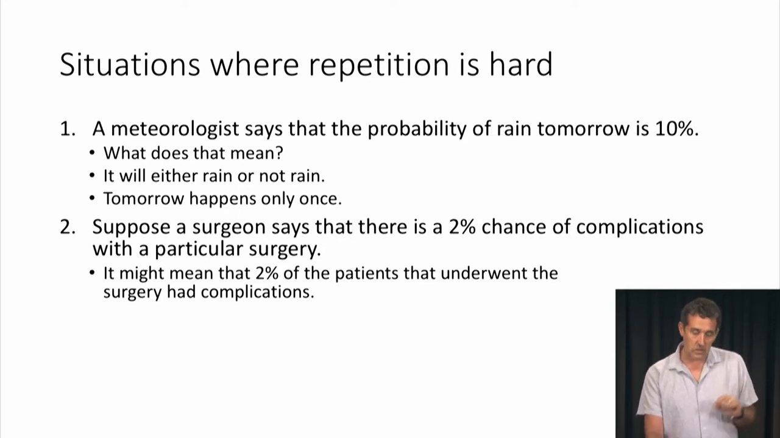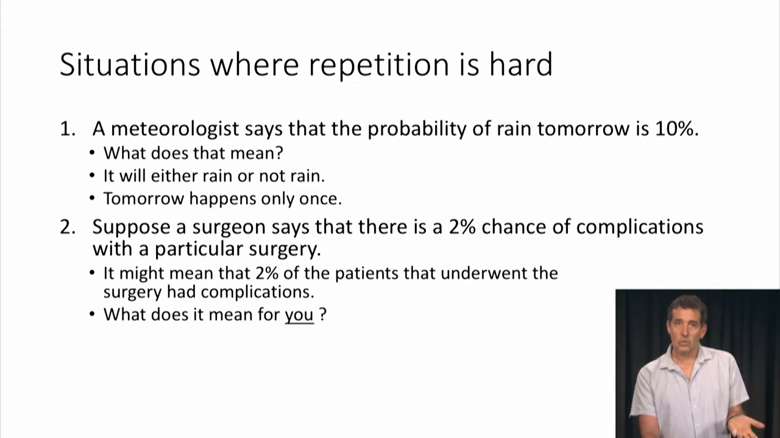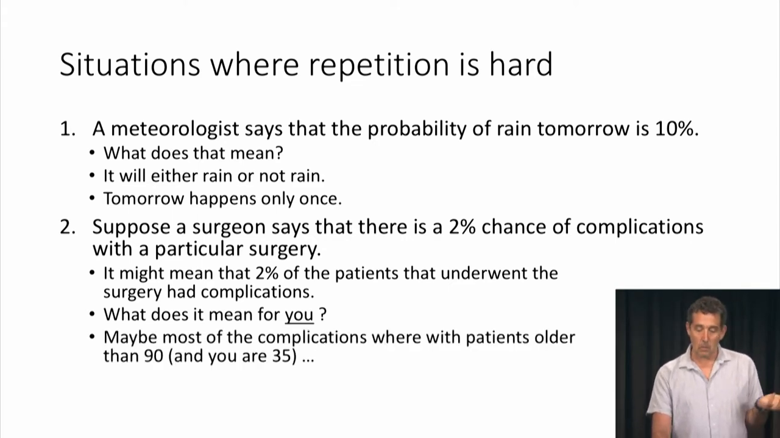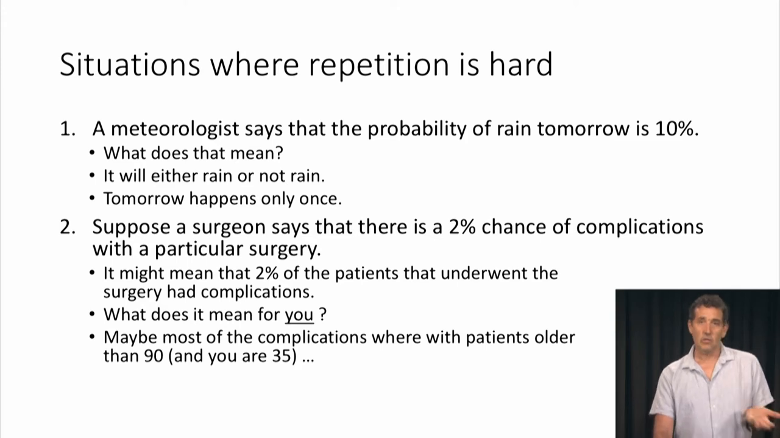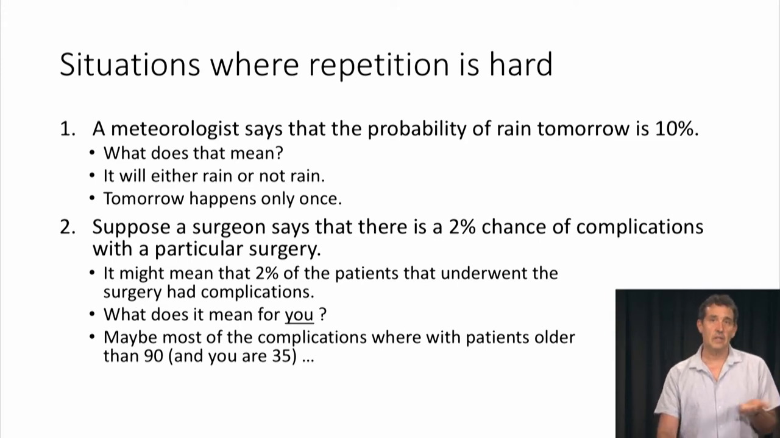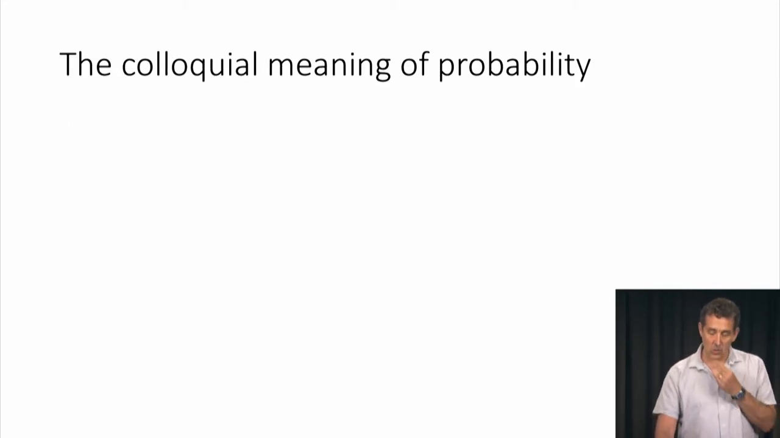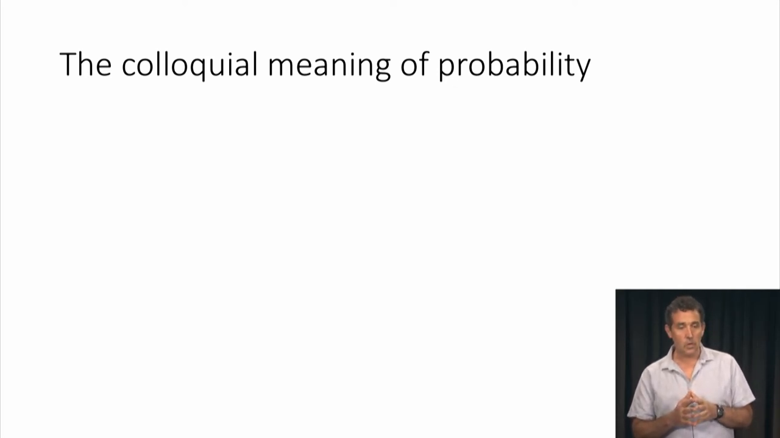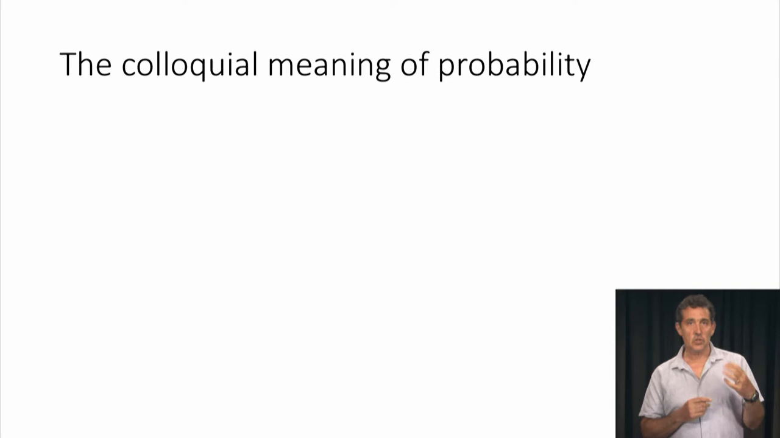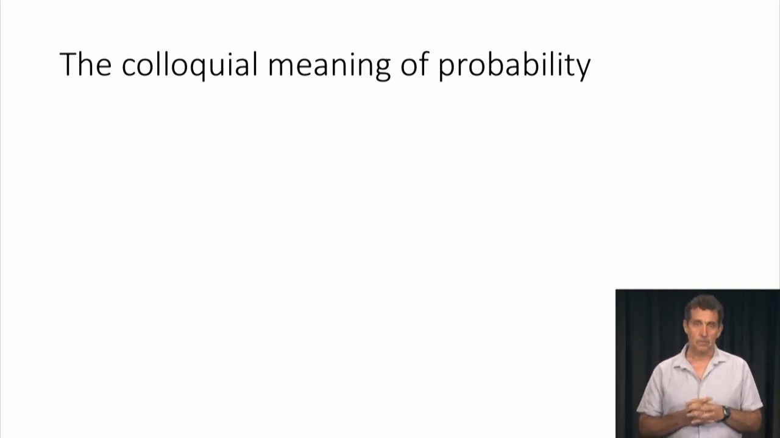That's a reasonable meaning, but what does it mean to you? So for instance, maybe most of the complications were with patients older than 90 and you're 35 years old. So it's really irrelevant for you. So this 2% just doesn't mean anything for you. So this leads us to the other type of probability that has to do with confidence, with measuring evidence, and basically quantifying opinions.